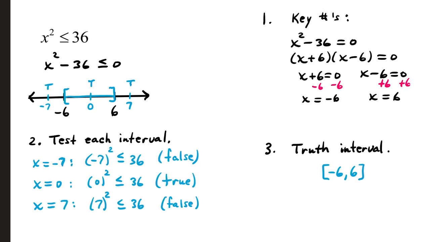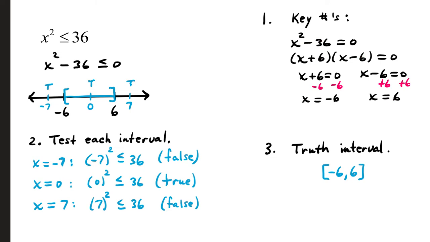In our next example, x squared is less than or equal to 36. In these, I like to have a 0 on one side just because they're quadratic. So subtract 36 on each side. That gives you x squared minus 36 is less than or equal to 0. It's also helpful when you get ready to find your key numbers. So x squared minus 36 is exactly 0 when x is either negative 6 or positive 6.